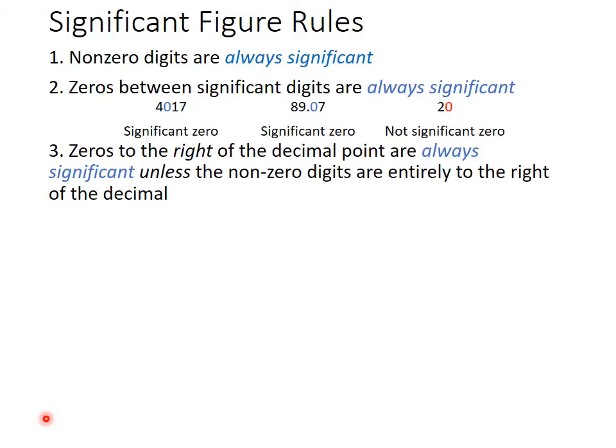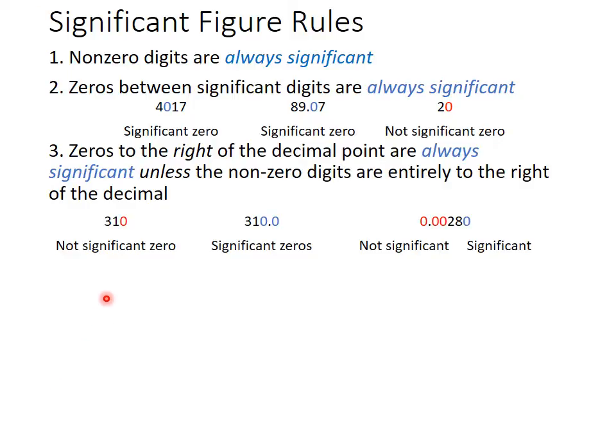a number. Rule number 3, zeros to the right of the decimal point are always significant unless the non-zero digits are entirely to the right of the decimal. Examples, 310, that 0 is not significant. It's not between any significant digits. But if we change it to 310.0, now both of those zeros are significant. This 0 to the right of the decimal point is significant, which means that this 0 is now between two significant digits.